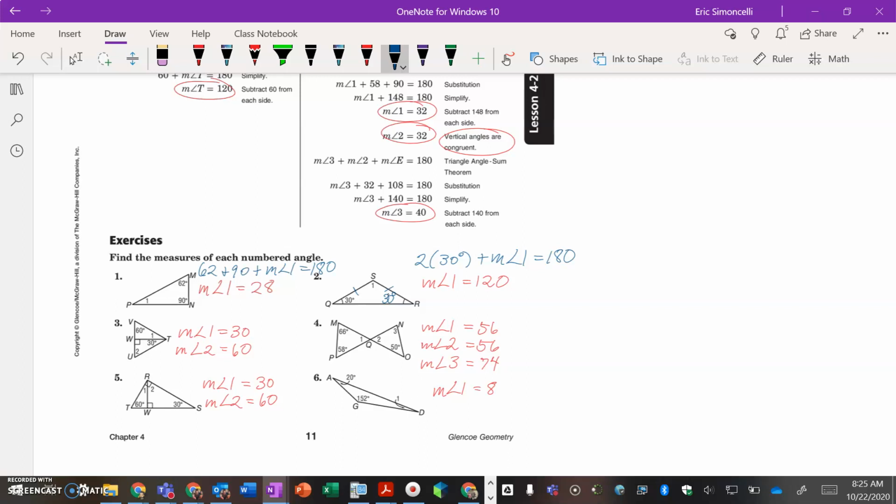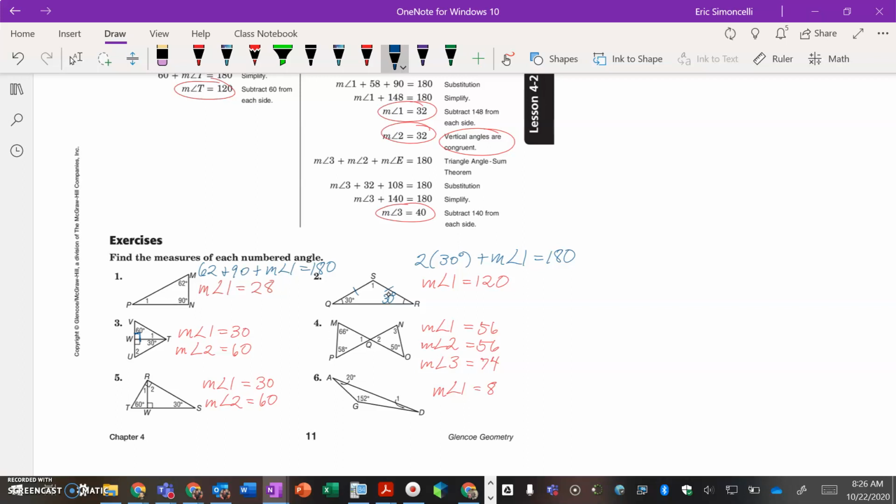Let's go ahead and continue. So number 3. I have a depiction here of two right triangles, it appears, which, by the way, I'd like you to fill in that little right angle. Or if you're drawing it, make sure you have those two right angles.